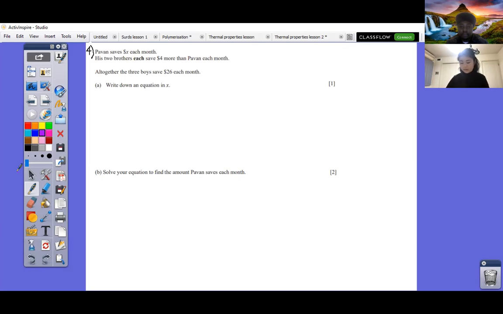Okay, so it would be 2 and bracket x plus 4, end of bracket, plus x. Is the x in the brackets or outside the brackets? Outside the bracket, like the way I've written on the board. Yeah, equal to 26.